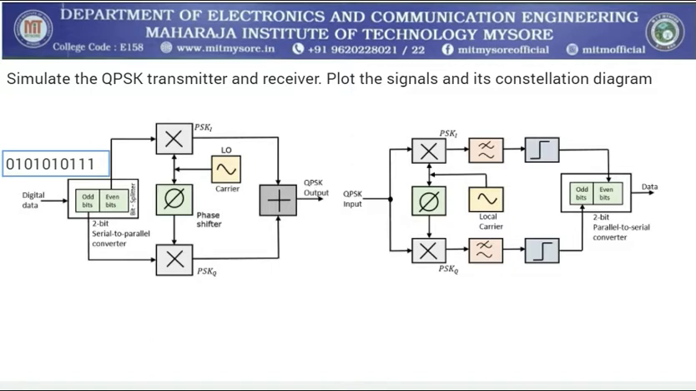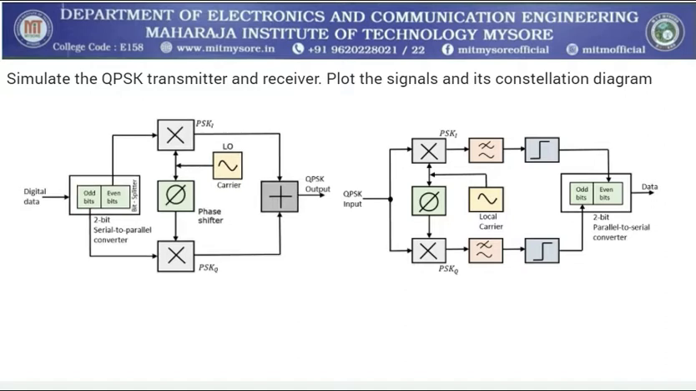For demodulation, we are going to input the QPSK input, which will be sent to the different blocks of PSKs. What are these different blocks? It will have I phase and Q phase, in phase and quadrature phase.